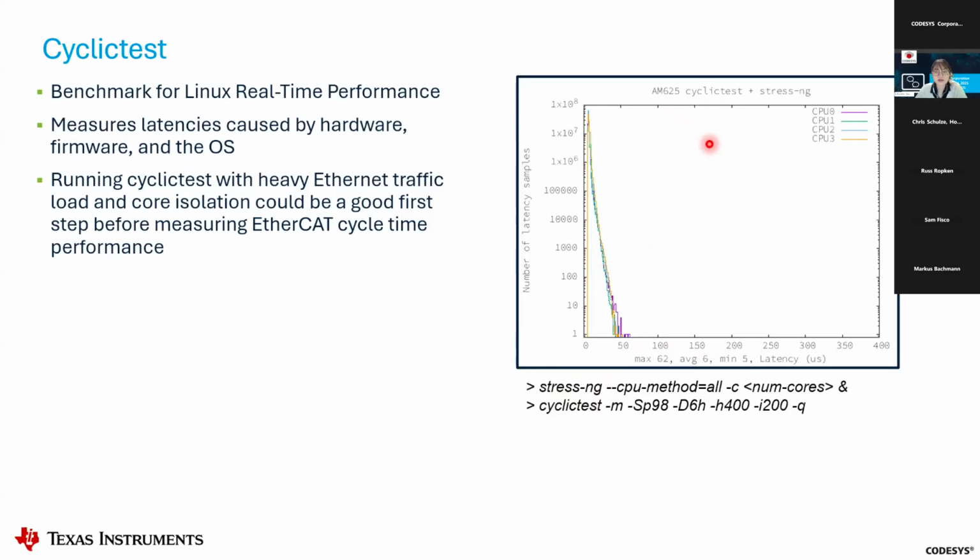This cyclictest result allows us to see what the hardware system latencies are that can contribute to, for example, an EtherCAT cycle time metric. And so it might be a good idea to also try running cyclictest with heavy Ethernet traffic load. It doesn't necessarily have to be EtherCAT specific, and perhaps adding core isolation to dedicate a specific core to be the real-time core could be a good first step before going through the trouble of setting up a full-on EtherCAT network to measure EtherCAT cycle time performance.